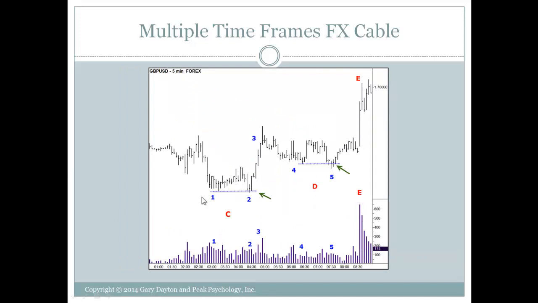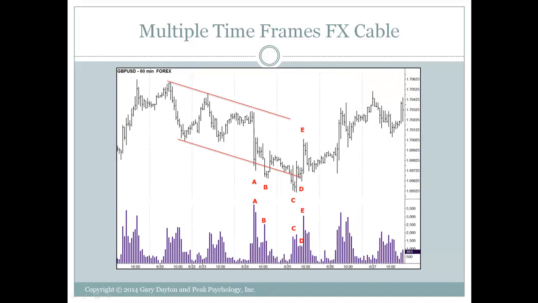Even if you didn't take this spring down here at number 2, clearly we've got a prime opportunity at 5 here, which is D on the hourly. And let's just go back to the hourly here. We're right here on the hourly. That's a nice move. And it even gets better.